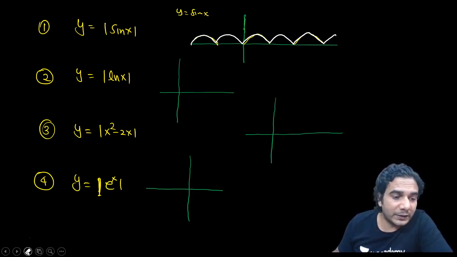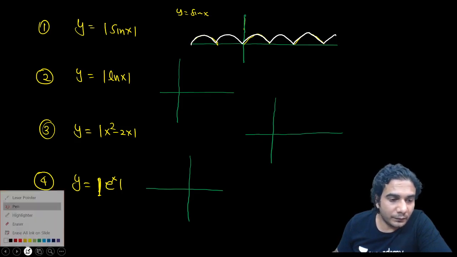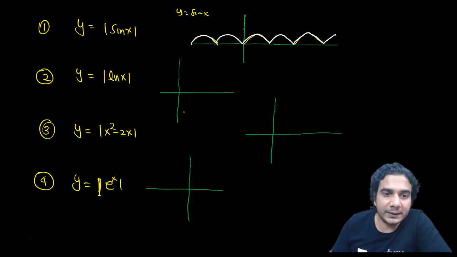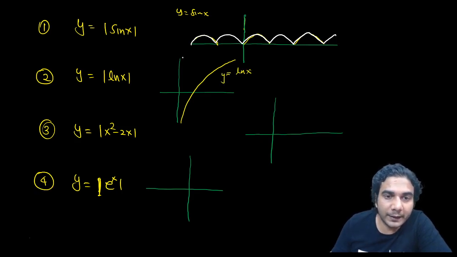It cannot be below the x-axis because you have taken the reflection of that portion only. Now this is the graph of ln x. Now I'm plotting the graph of mod of ln x. So for mod of ln x, this portion will come up, and this portion will remain the same. This is the graph of y is equal to ln of mod of ln of x.